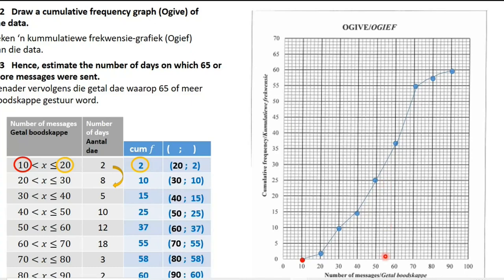So maybe, can you just try that quickly? See if you can get that. 65 in the middle. Where is 65? Am I still in the middle? Thereabouts. There's 65. Up, up, up until you reach the graph. To the left.